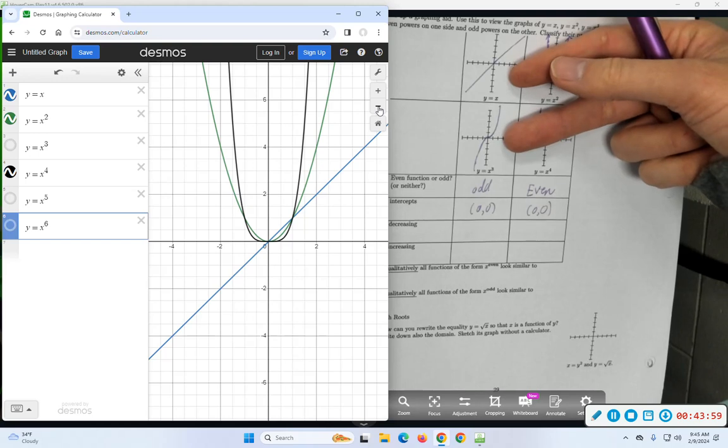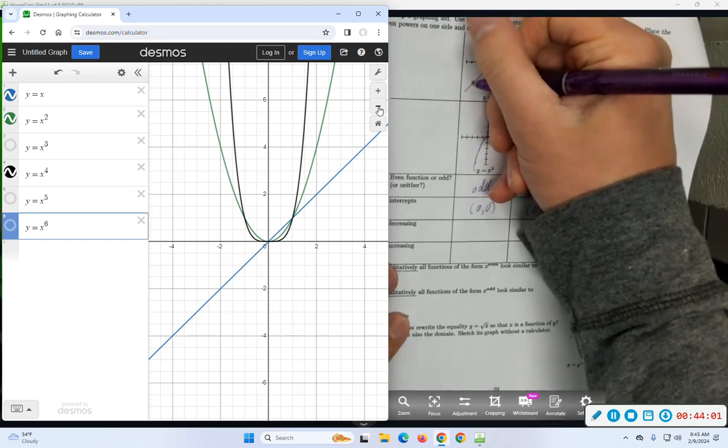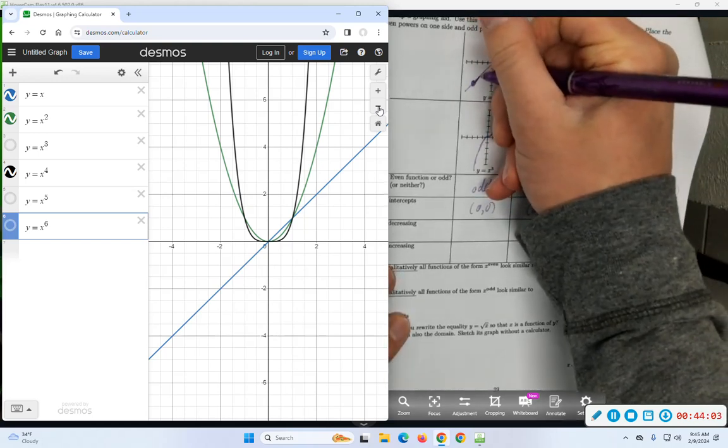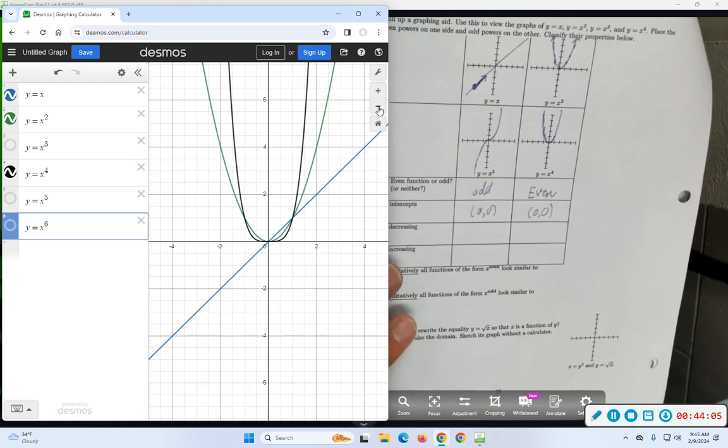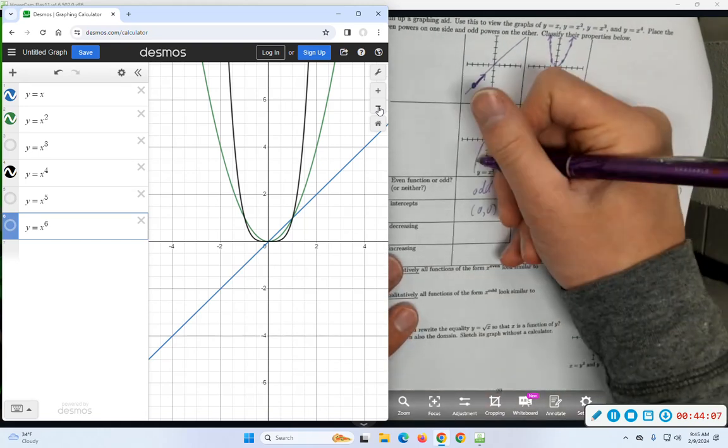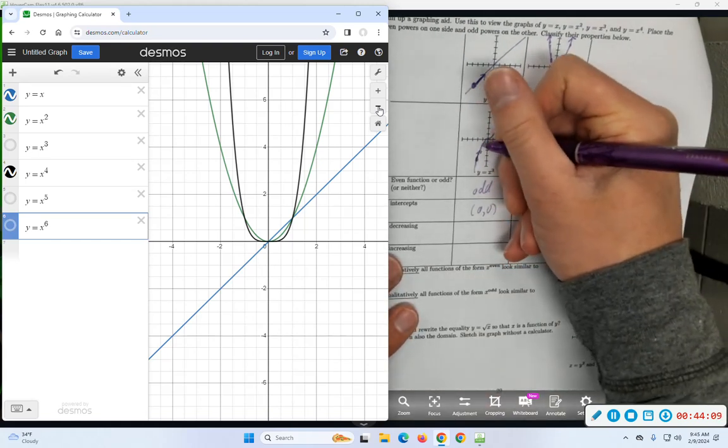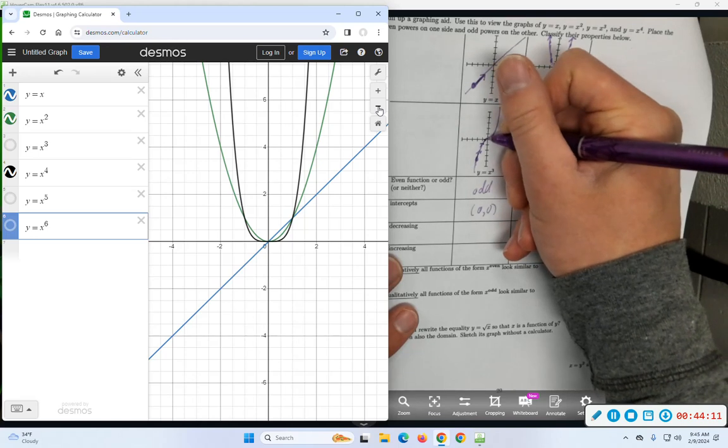Just above 0? Is it always increasing? I think it's always increasing. And let's just check that here. Yeah, it looks like it keeps increasing. It slows down, but it's still increasing.